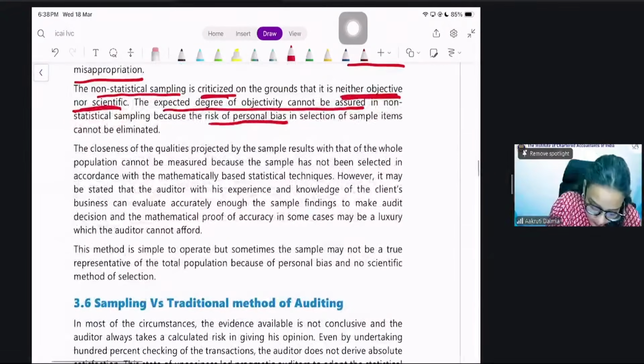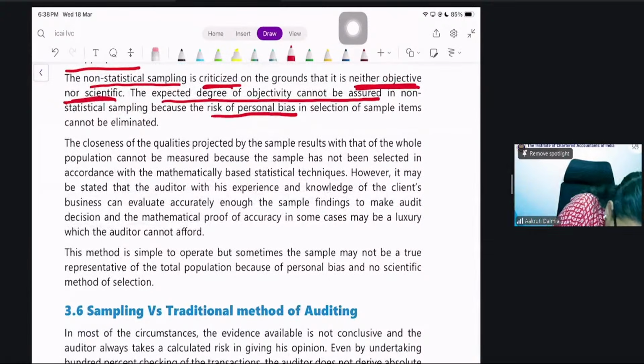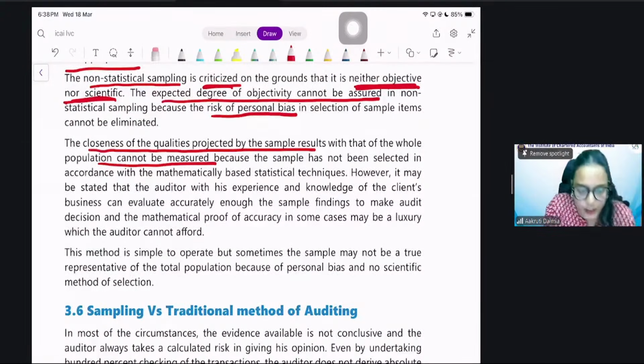Okay. Then closeness of qualities projected by sample cannot be measured against population. You cannot have a clear structure that if in sample there was 4% deviation, it means in population also there will be 4% deviation. You cannot do this because you have not used scientific ways of selecting sample. You have selected sample on the basis of your personal bias and judgment. So you cannot apply probability theory of misstatement projection the way you can apply in statistical sampling.